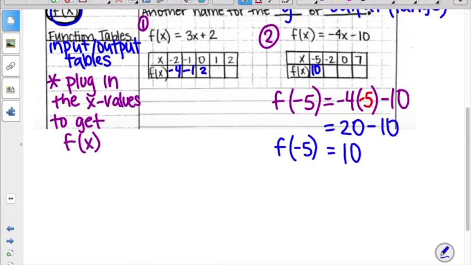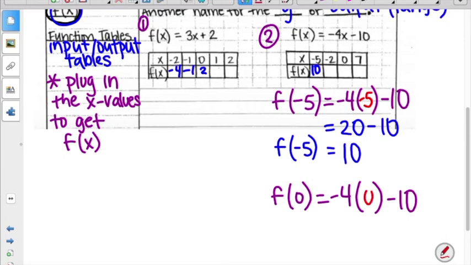Okay, I'll do one more. We'll do f of 0 is equal to -4x, so parentheses, minus 10. And in my parentheses, I'm going to put the 0. So I have -4 times 0, which is 0. And then minus 10, bring down your minus 10. 0 minus 10. If you have 0 and you take 10 away, it is -10. So f of 0 is -10.